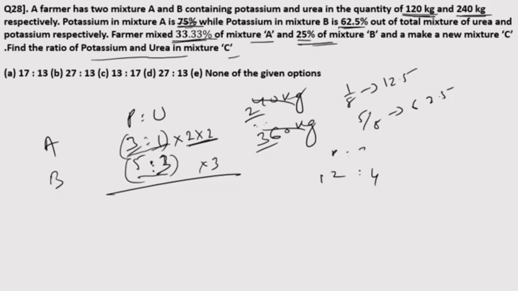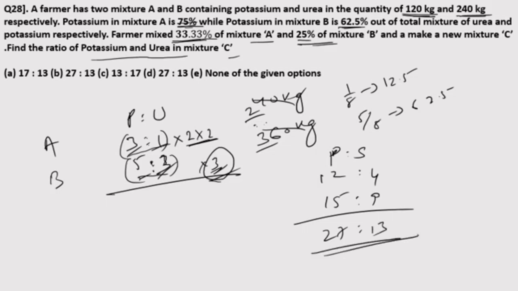This is potassium and this is urea. Now second, 3 into 5, 15. 3 into 3, 9. So the ratio is 27:13. So option B is my answer. Okay, let's move to the next question.